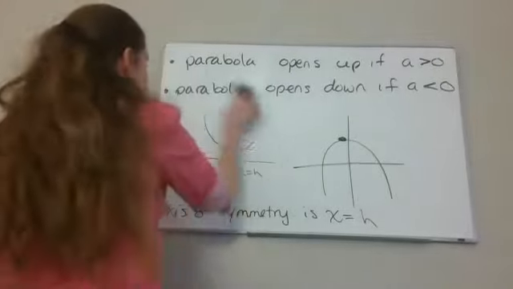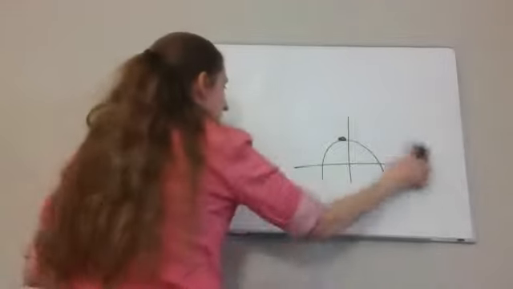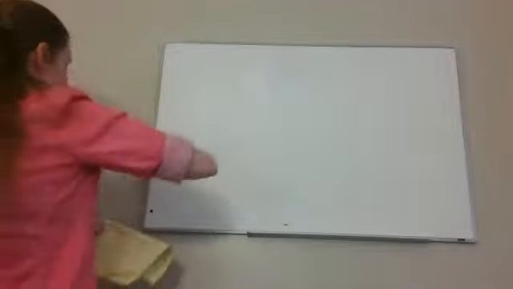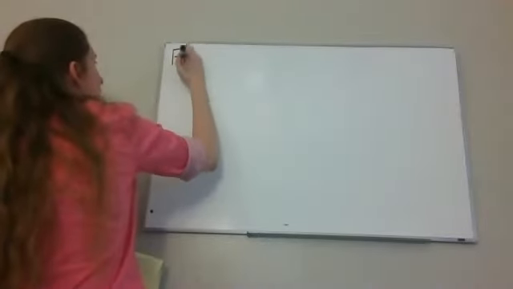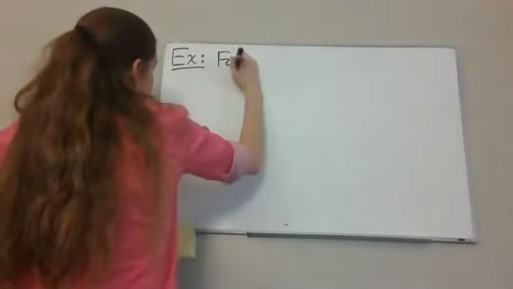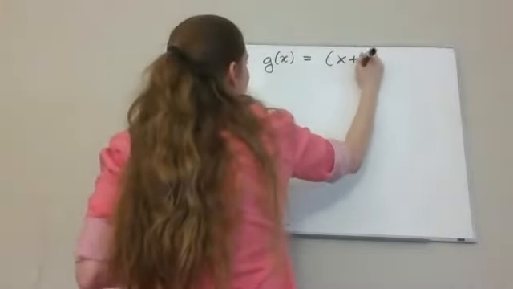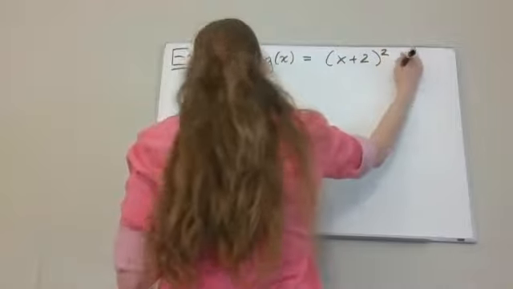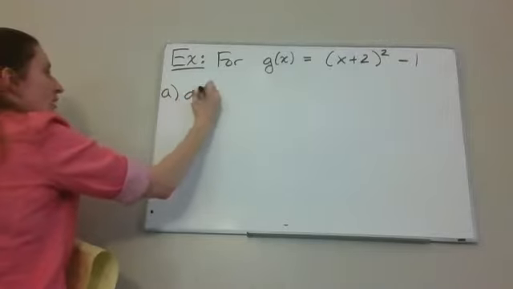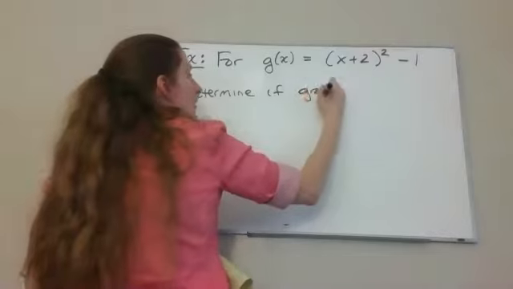So let's do an example. We're going to do a lot of different things with one function here. So for the function g of x equals (x plus 2) squared minus 1, first thing we're going to do is determine if the graph opens up or down.